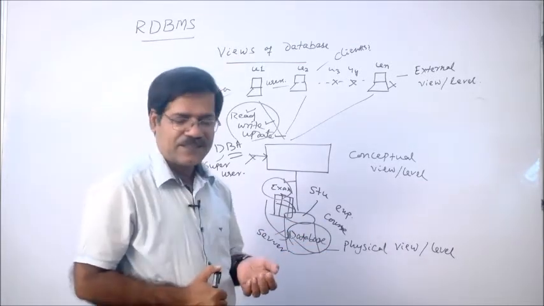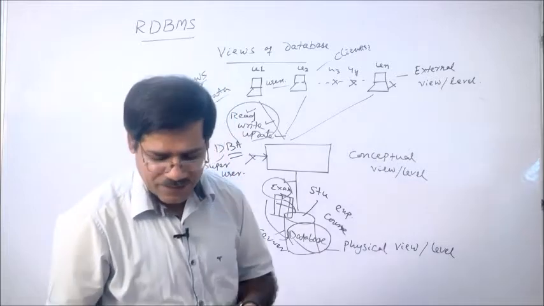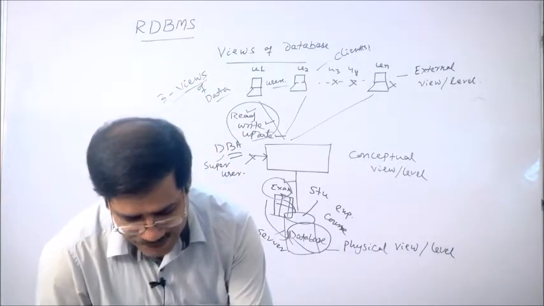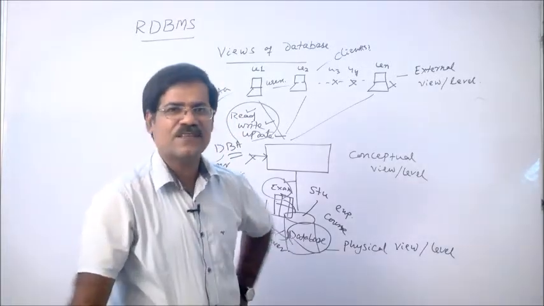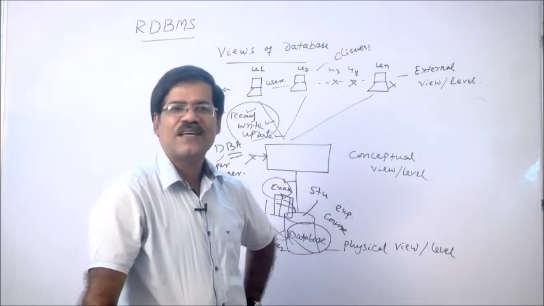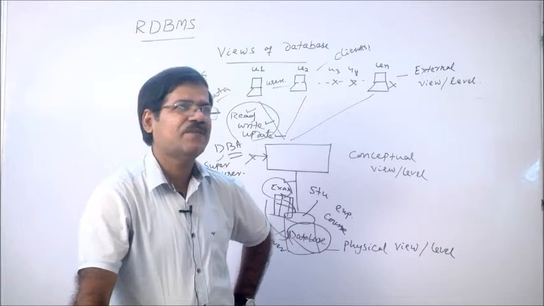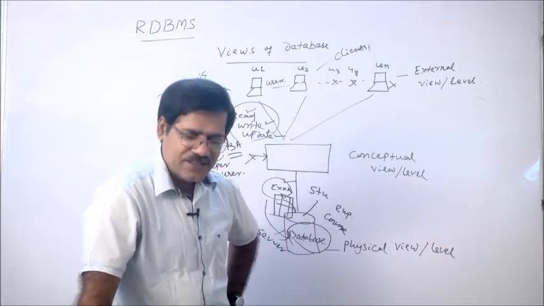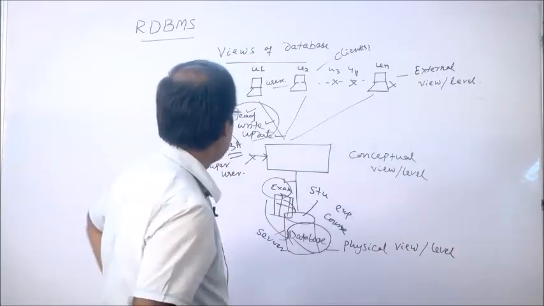So what is a DBA? Is it a person or a program? The database administrator is a person. It is not a program. Most bigger organizations have a DBA. So basically the DBA is considered the controlling authority of the database.